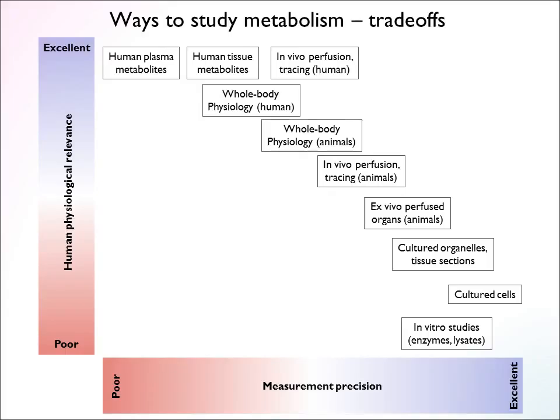So there are many ways to study metabolism, and as often in biomedicine we have this trade-off. You can either be very close to actual human physiology, but then you typically have problems doing very precise measurements because there are, of course, limitations to what you can do with humans. On the other hand, there are model systems, cells or animals, where you can do very precise measurements and very precise experiments.